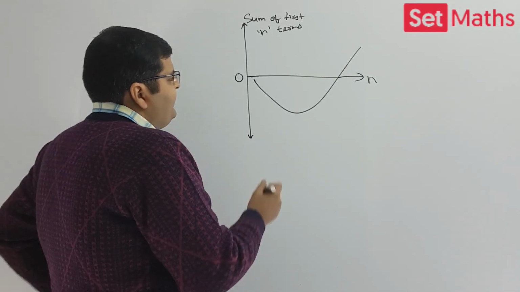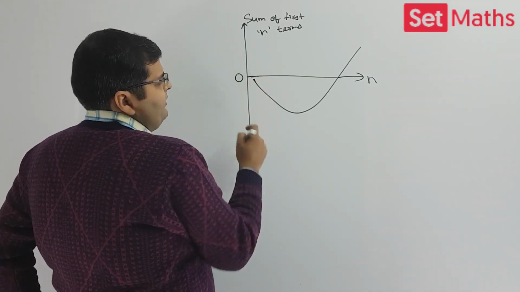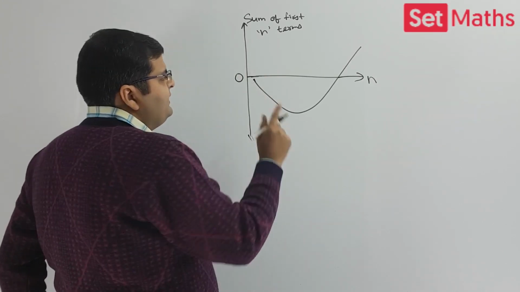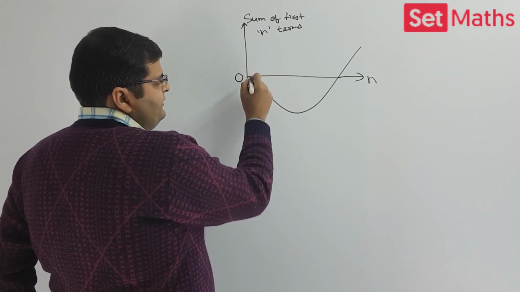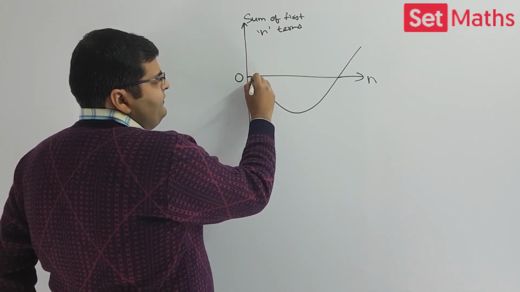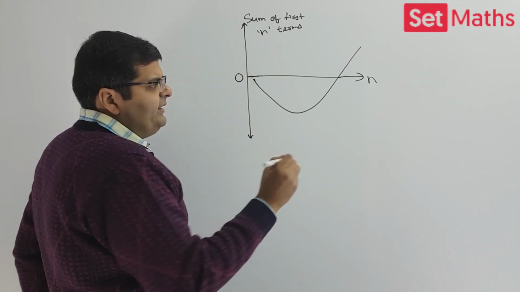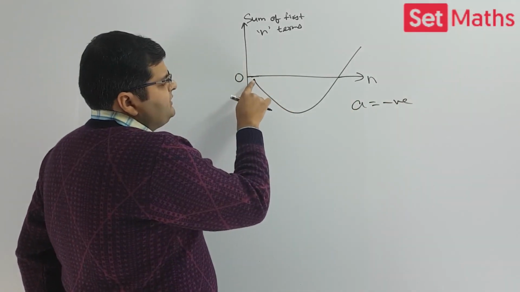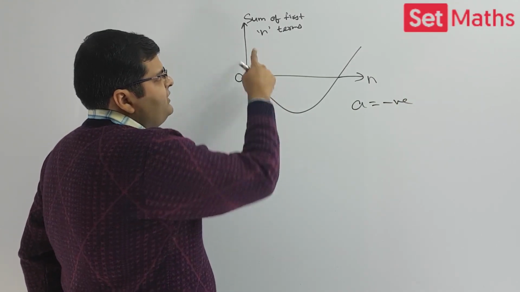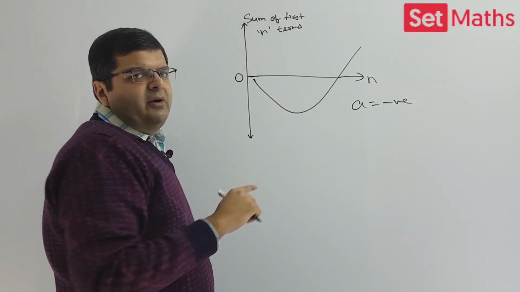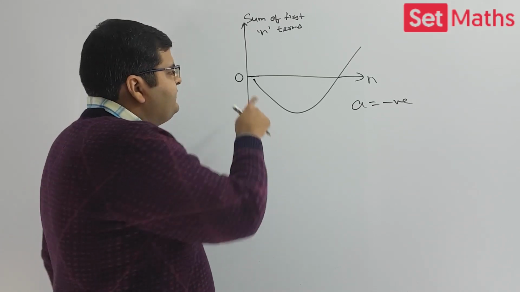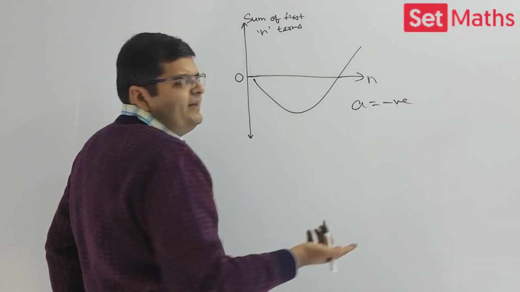Over here, if you look at it, the graph is starting from here, where n is equal to 1. It starts at a value less than 0. That means our first term a is negative, because if I say the sum of the first one term, that will be the first term only. If that is negative, the first term has to be negative.